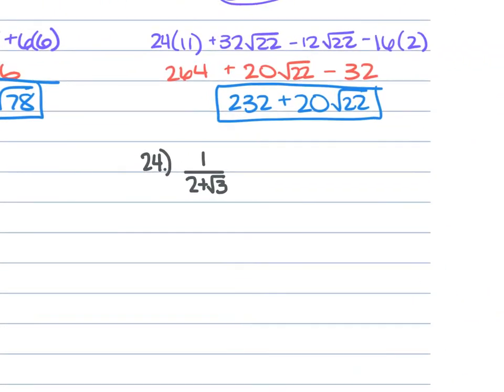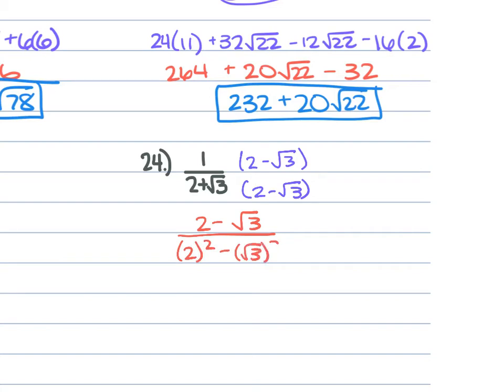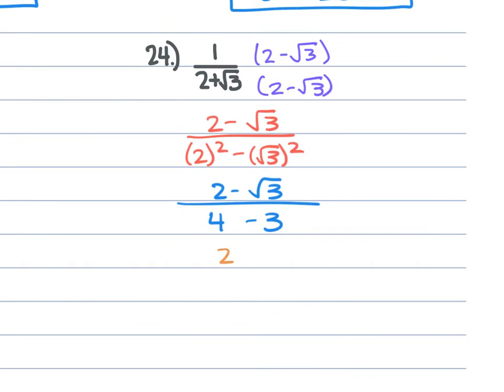For 24, again, your conjugate of that bottom is 2 minus the square root of 3. So we're going to multiply the top and the bottom of this fraction by 2 minus square root of 3. So this is going to be 2 minus the square root of 3 all over 2 squared minus the square root of 3 squared. So top stays 2 minus the square root of 3. Bottom becomes 4 minus 3, which is 1. So 2 minus the square root of 3 all over 1 is just 2 minus the square root of 3.